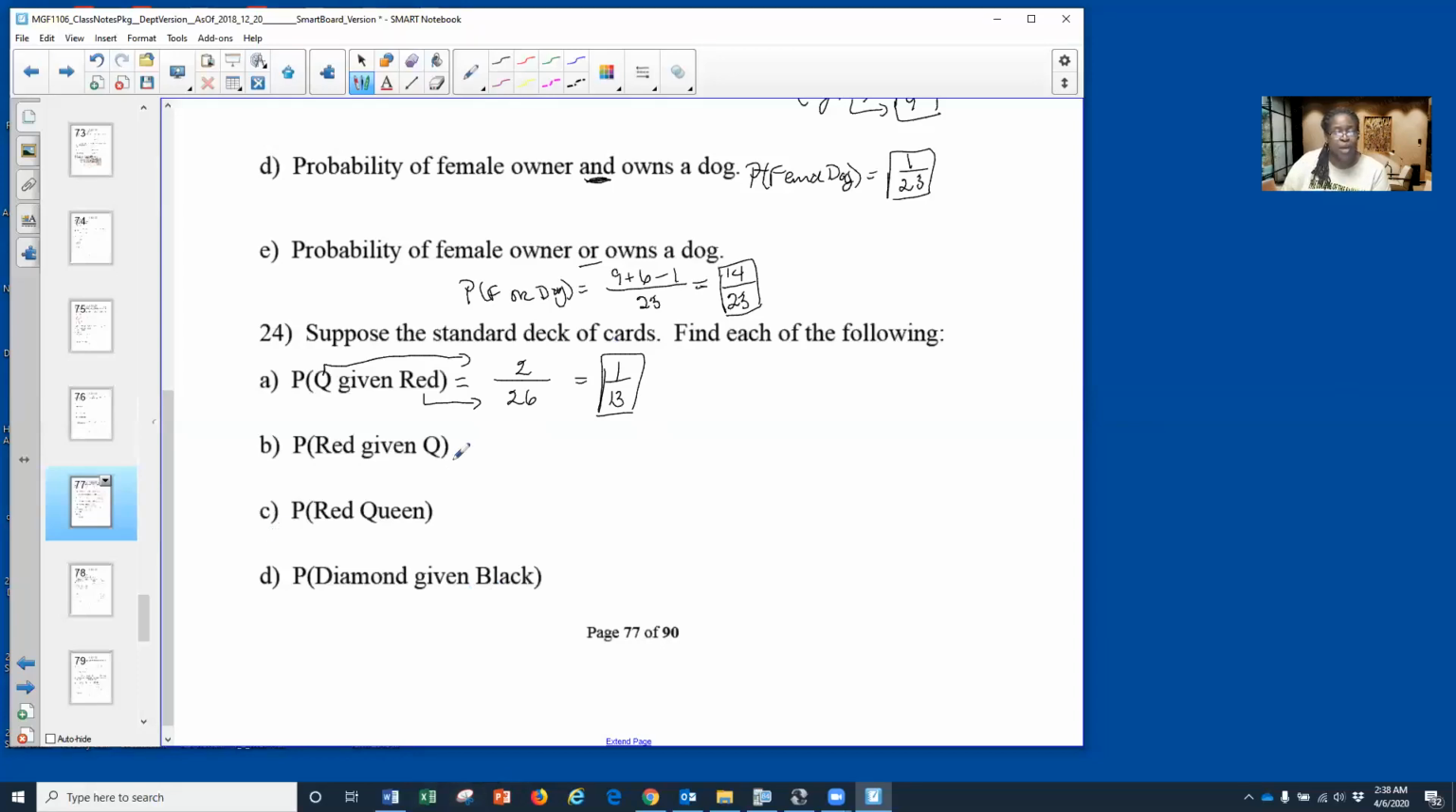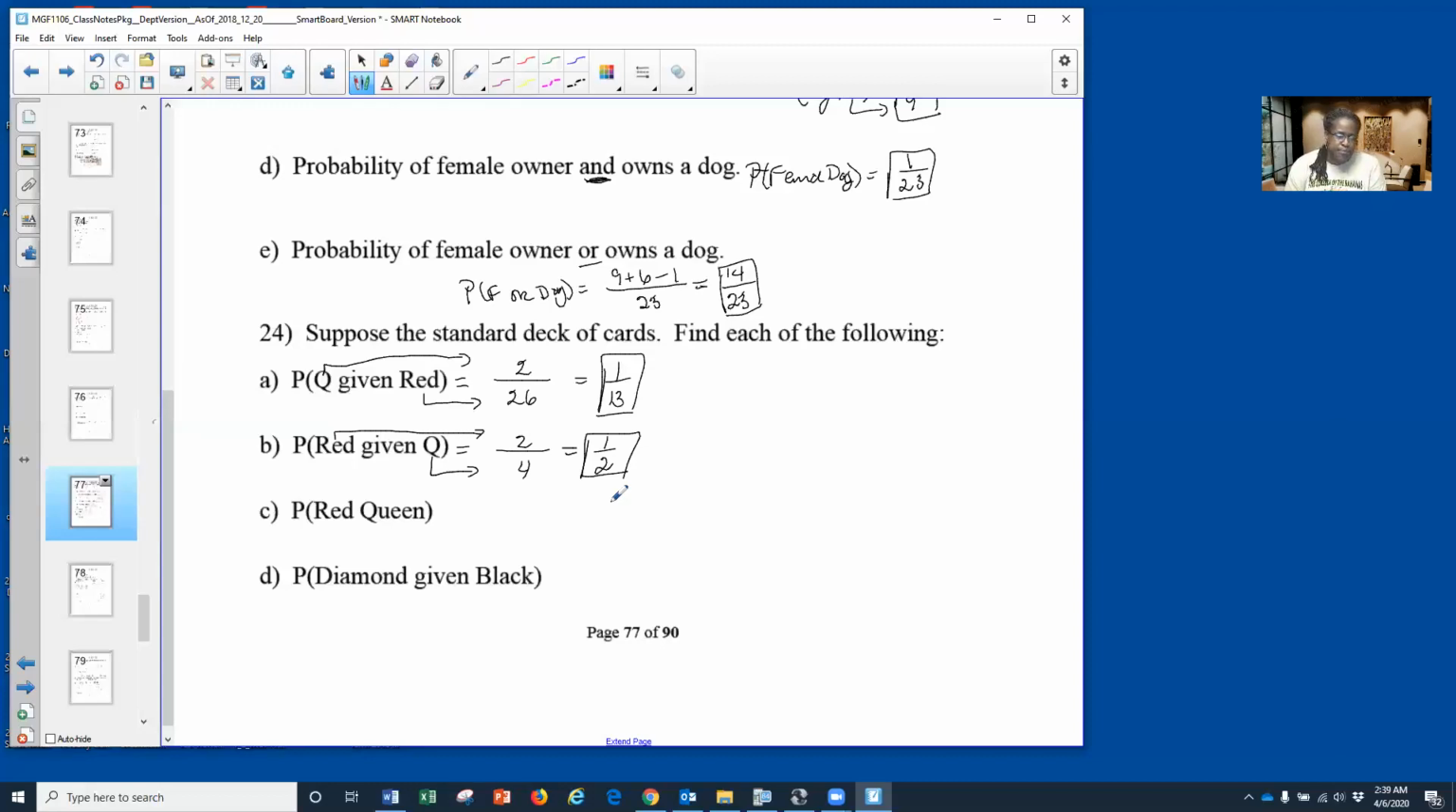Okay, let's check out what you have. So here we have probability of a red given a queen. So now they've changed the order. So we're looking for red given a queen. So how many queens do we have in the deck? We have 4. Out of those 4, how many of them are red? Just 2. That reduces to 1/2. So we see just by changing the order, it really just brings our amount down significantly, right?